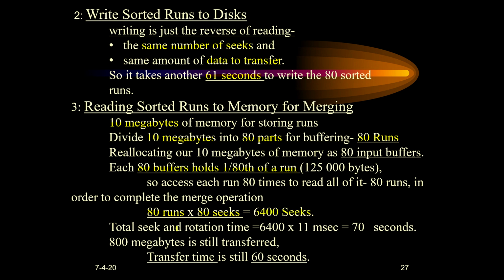Now the total time includes the seek and the rotation. As we have already discussed, for every seek the rotational delay also applies, so we need to calculate both. So it is equal to 6,400 times 11 milliseconds. Previously we saw the seek time is 11 milliseconds, so that is equal to 70 seconds. Now we need to know the transfer rate. As in the previous step, the transfer time for 800 megabytes is the same. The transfer time is 60 seconds.